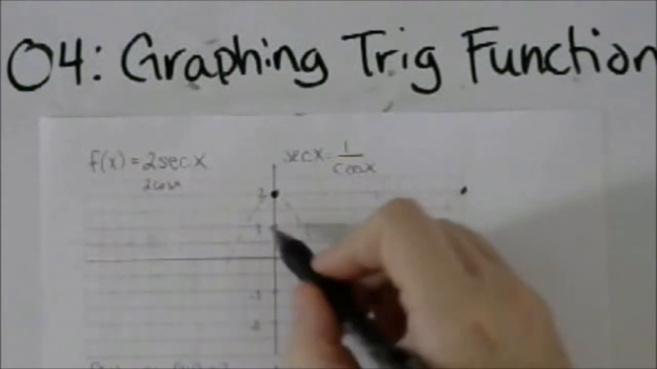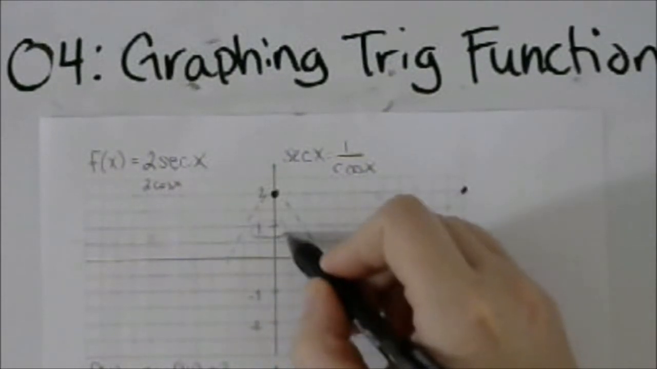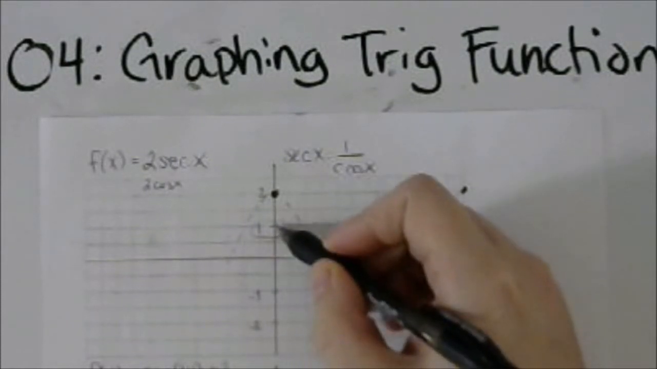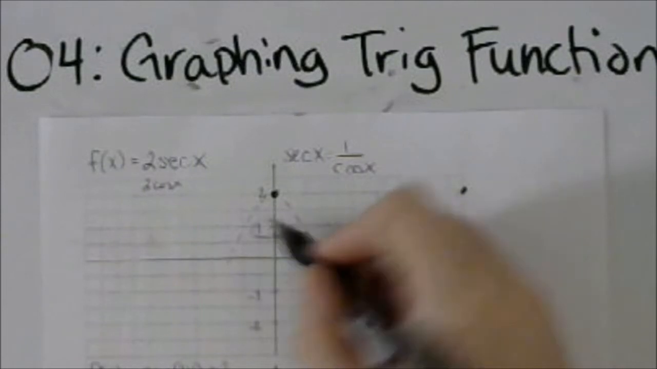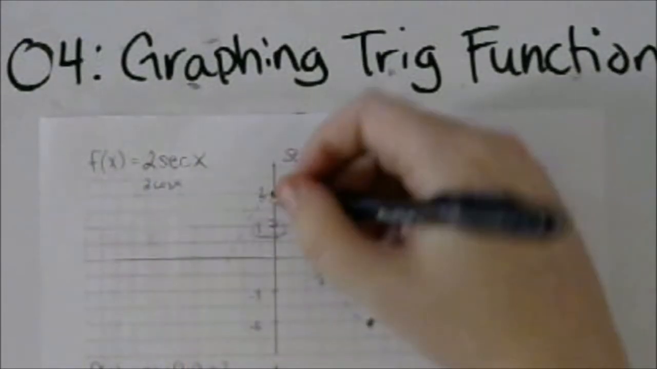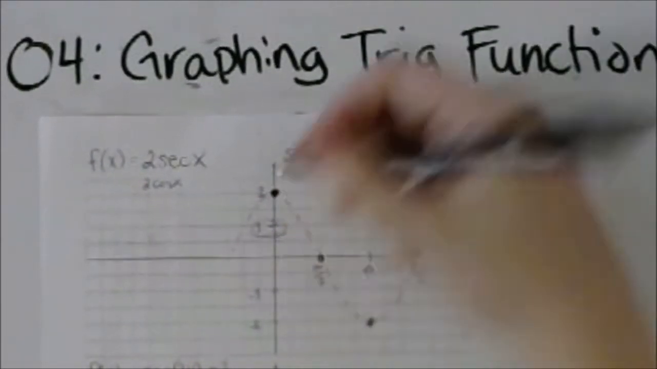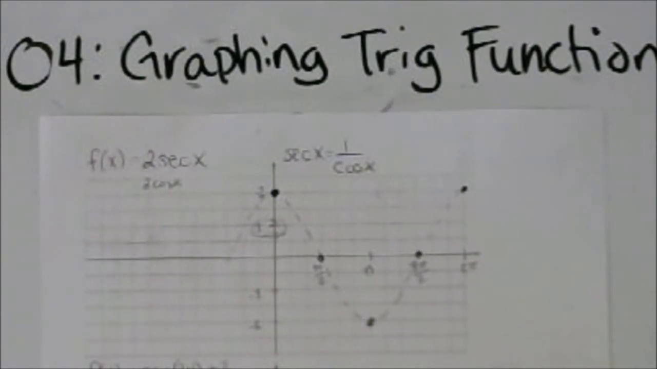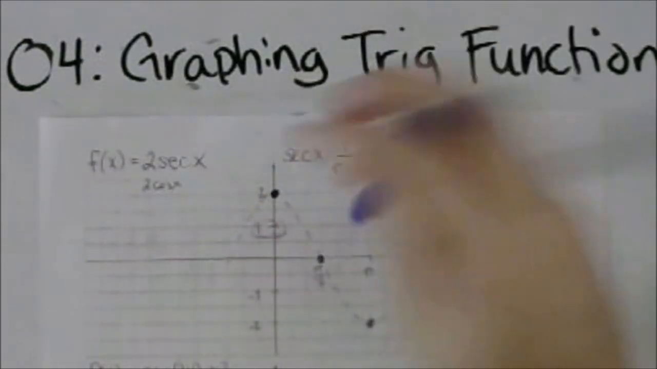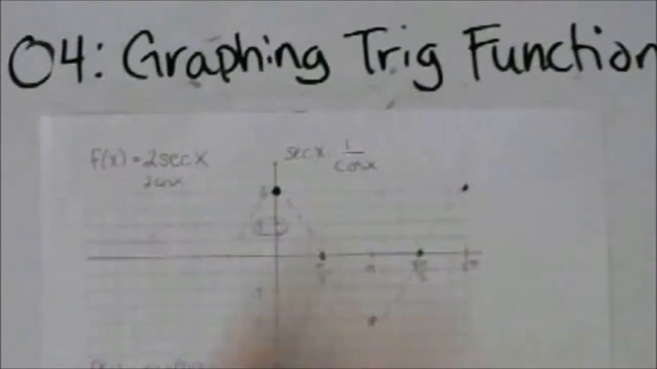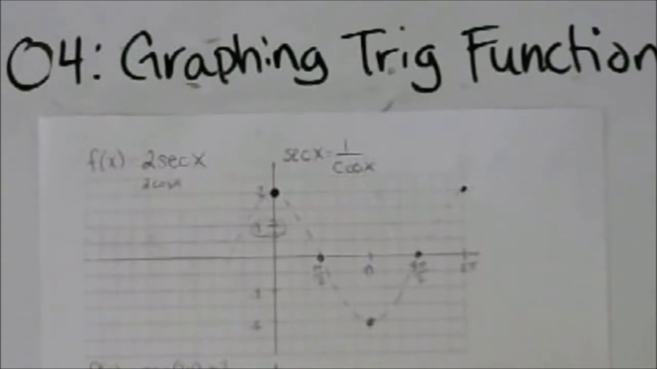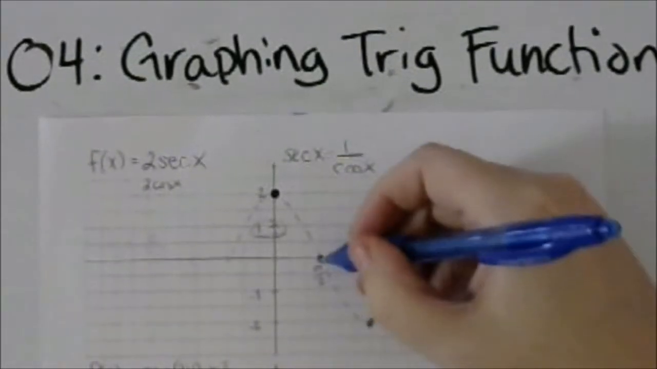So let's start with 1. If you consider 0, 1, the reciprocal of 1 is also 1. With an amplitude of 2, we get the same point at 2. So secant and cosecant share the ordered pair 0, 2. Then we consider the next point.